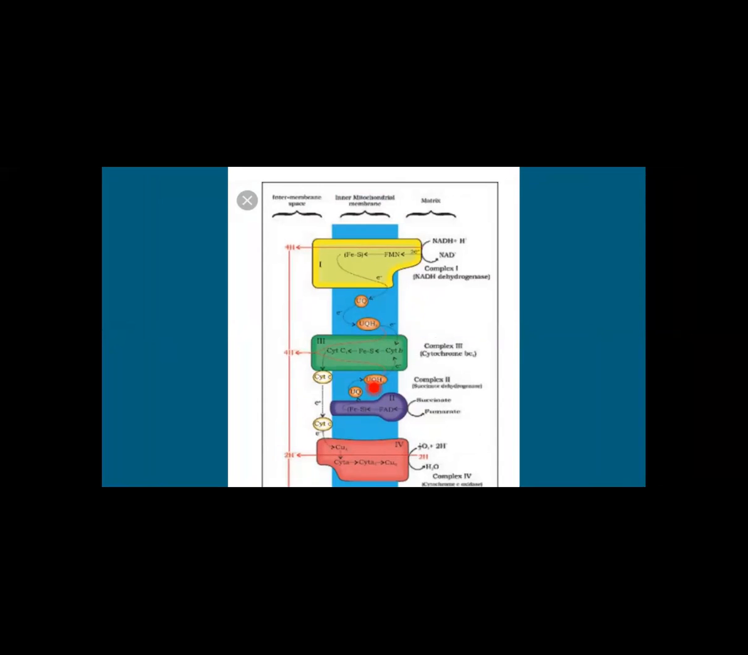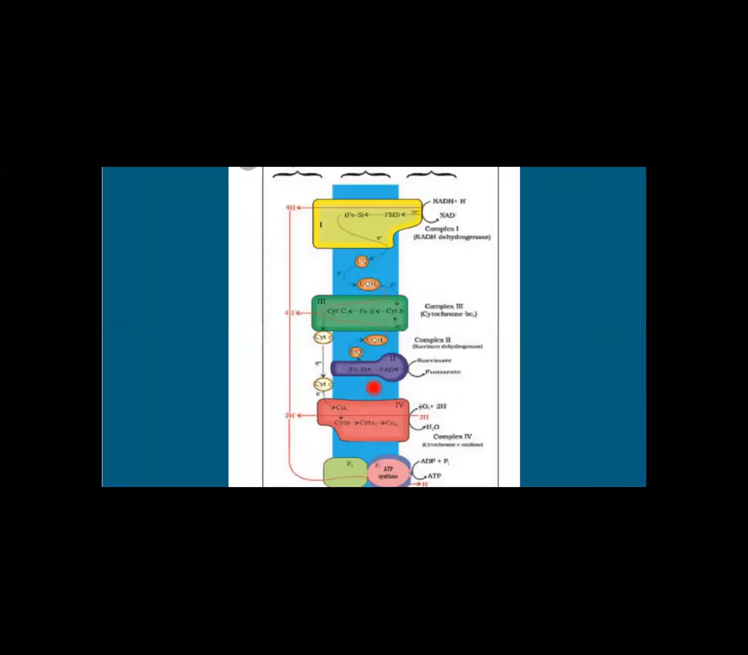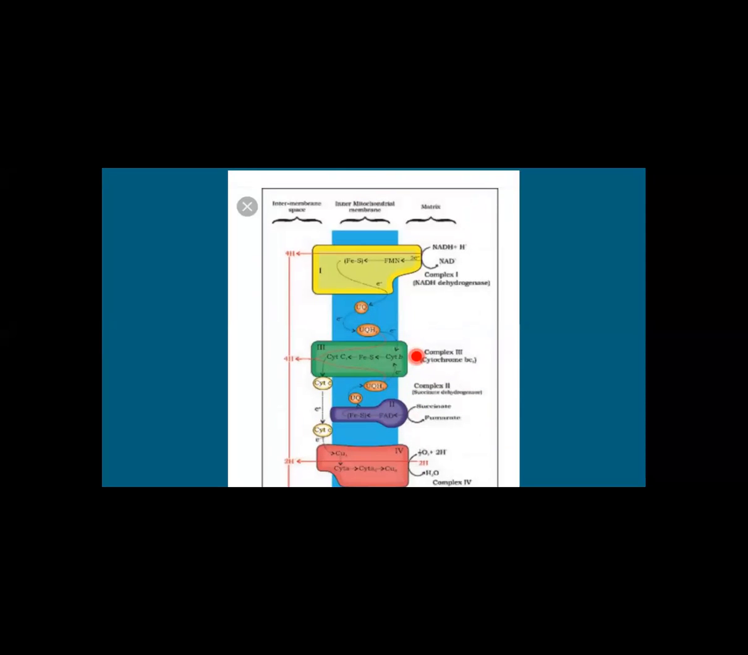As you can see in the diagram, there are 5 complexes. Complex 1 NADH dehydrogenase, complex 2 succinate dehydrogenase, complex 3 cytochrome BC1 complex, complex 4 cytochrome C oxidase complex, and complex 5 is ATPase complex. So here you see this is the matrix of mitochondria, this is the intermembrane space.